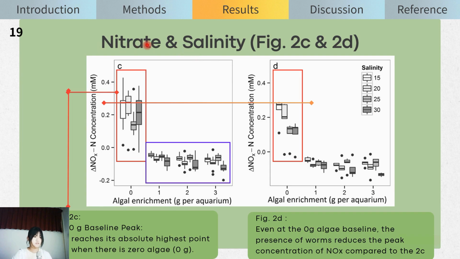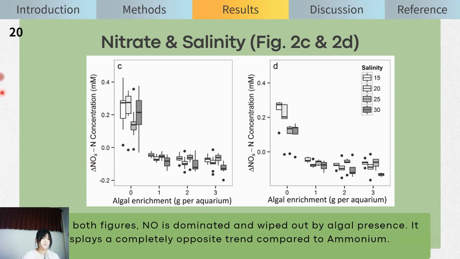And that's about nitrate and salinity in figures 2c and 2d. Nitrate reaches its absolute highest point only when there is 0 algae. In 2D, we can see that even at the 0 algae baseline, the presence of worms reduces the peak. In both figures, nitrate is dominant and wiped out by algal presence, displaying a completely opposite trend compared to ammonium.